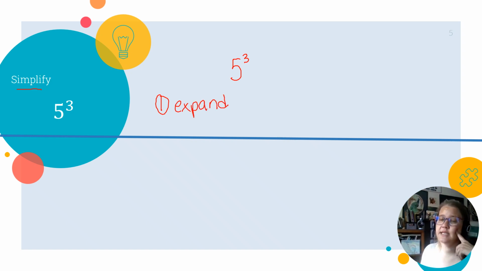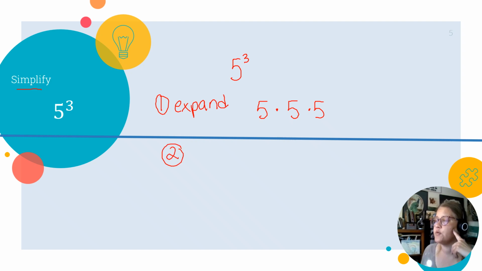What is the expanded form of 5 cubed? I'm going to wait 10 seconds. You put your answers in the chat, and then you can check and see if you're correct. All right, the expanded form of 5 cubed is 5 times 5 times 5. So our next step is we're going to multiply some 5s together and find our answer.